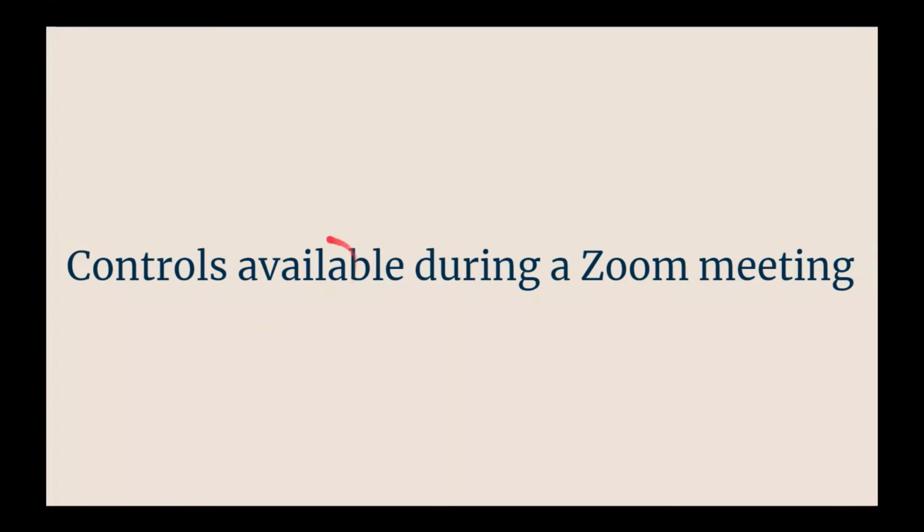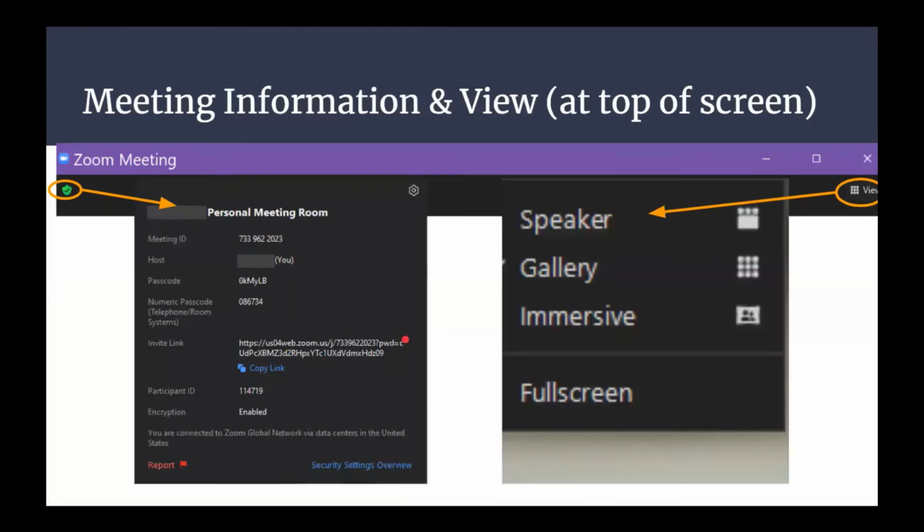I'm going to run through some of the controls that are available during a Zoom meeting. At the top of your screen, there's going to be meeting information. It's under this little icon. It looks like a green check. If you click on that, it will tell you the host, the passcode, the meeting ID, all the information.